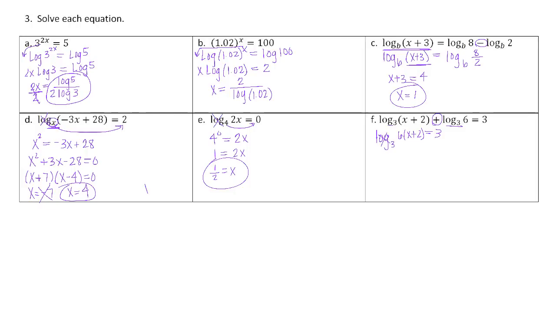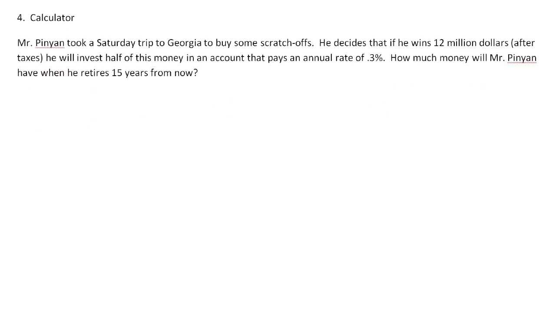Now we're ready to remove the logarithm. So we're going to say 3 to the 3rd power equals 6 times x plus 2. So we have 27 equals 6x plus 12. And so we're going to subtract 12 over. So we have 15 equals 6x. So 15 over 6 equals x. And if you feel froggy, you're welcome to reduce that. All right, moving on to the next set.